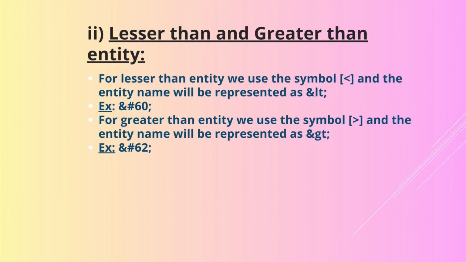Now we can see the less than and greater than entities in HTML. For the less than entity, we use the symbol less than, and the entity name is represented as lt. For example, you can see &#60. This is the example for the less than entity. Now we can see the greater than entity. For the greater than entity, we use the symbol greater than, and the entity name is represented as gt. For example, &#62. This will be a good example for the greater than entity, and you can take many more examples.